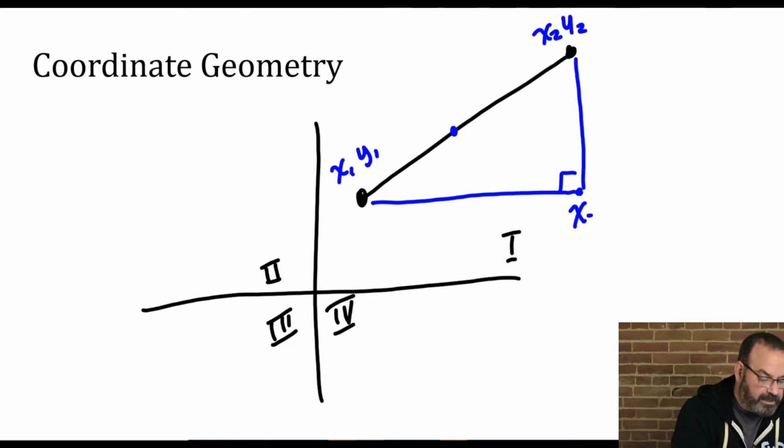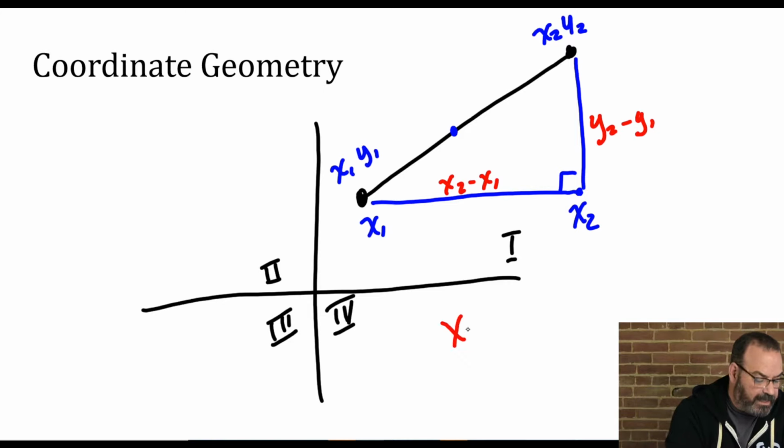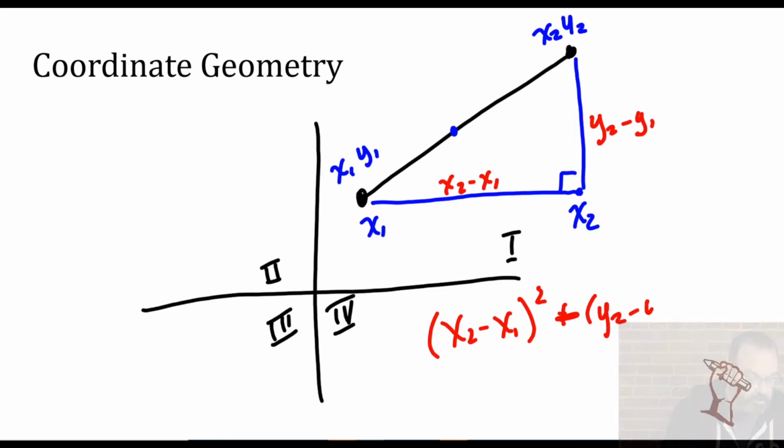So this point is x2 and this point is x1, and the difference, the length of this line, is x2 minus x1. This was y2 minus y1. So if we use the Pythagorean theorem, a squared plus b squared equals c squared, we get that x2 minus x1 quantity squared plus y2 minus y1 quantity squared is equal to the length, which we will call c because that's what it was in the Pythagorean theorem, is equal to c squared.